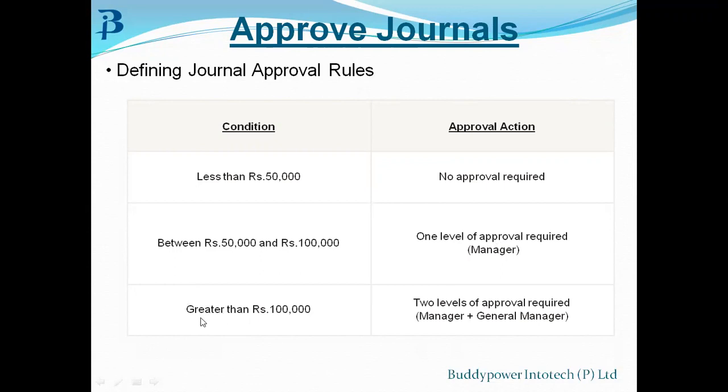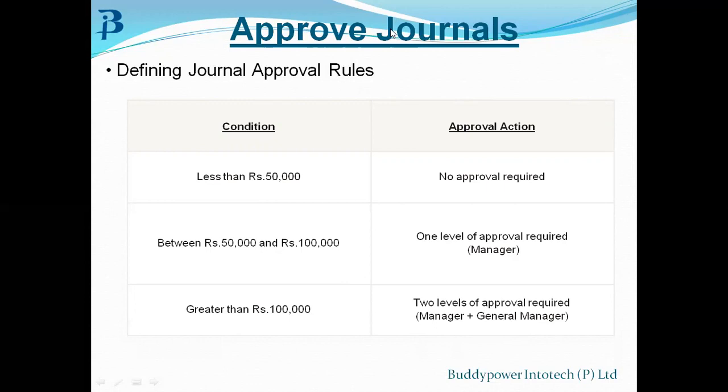Then you put another condition. If it is greater than 1 lakh rupees, suppose your PR is greater than 1 lakh rupees, even your manager cannot approve that, because his limit is only up to 1 lakh rupees. If it goes beyond 1 lakh, even the manager will further send it to his general manager to get the purchase requisition approval.